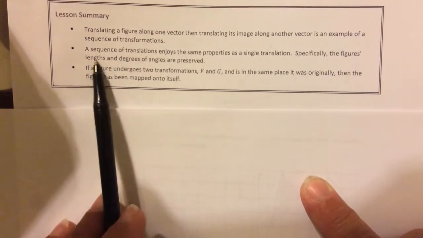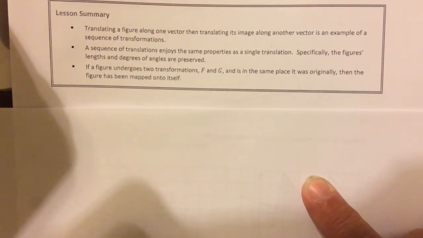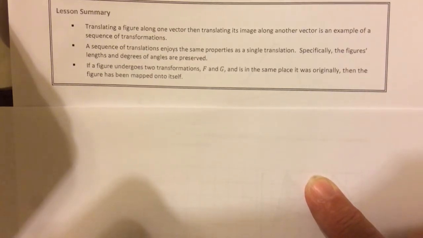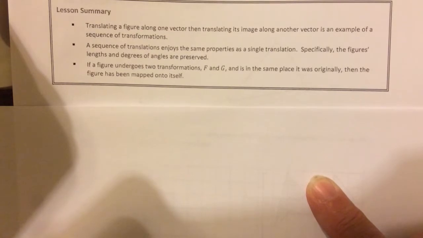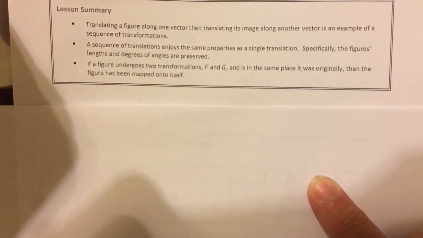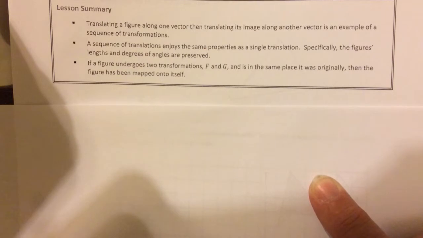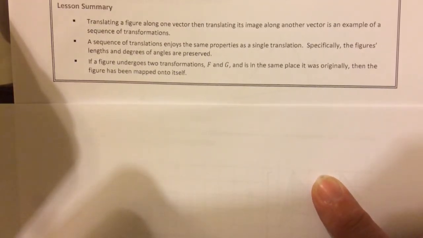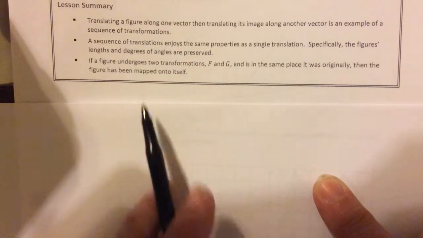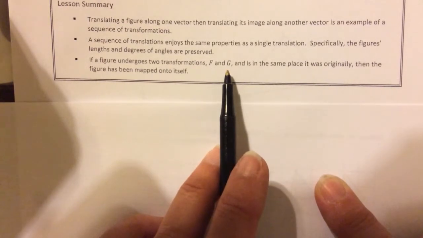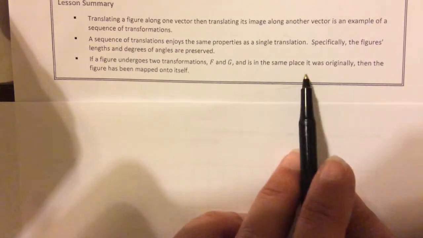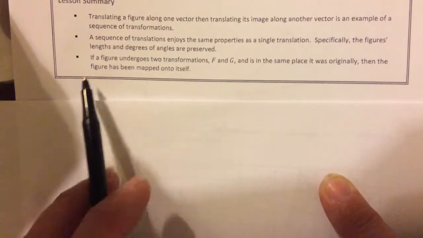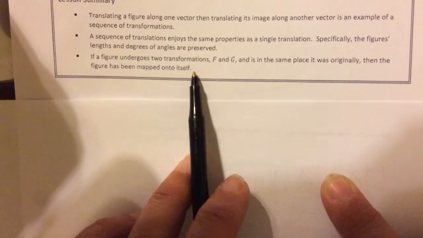Specifically, the figure's lengths and degrees of angles are preserved because we're just moving around the plane, but we're not shrinking it or enlarging it in any way. We're not moving things around within the figure itself. So all of the lengths and measurements are preserved. If a figure undergoes two transformations, F and G, and is in the same place it was originally, then we can say that that figure has been mapped onto itself.